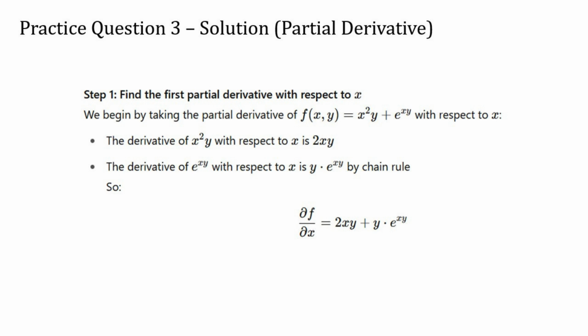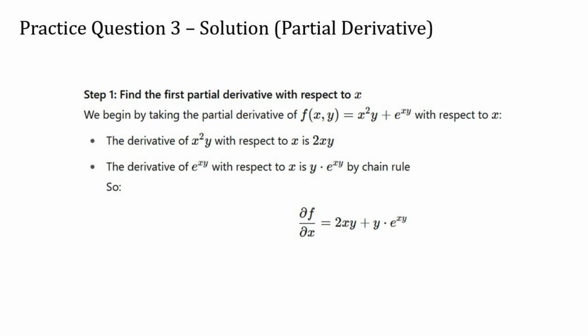The function is composed of two terms. One is a polynomial expression, and the other is an exponential expression involving the product of the two variables. The derivative of the first term with respect to x gives a linear result involving both variables, while the derivative of the second term uses the chain rule, since it involves a composition. That gives us an expression that includes the exponential function multiplied by y.